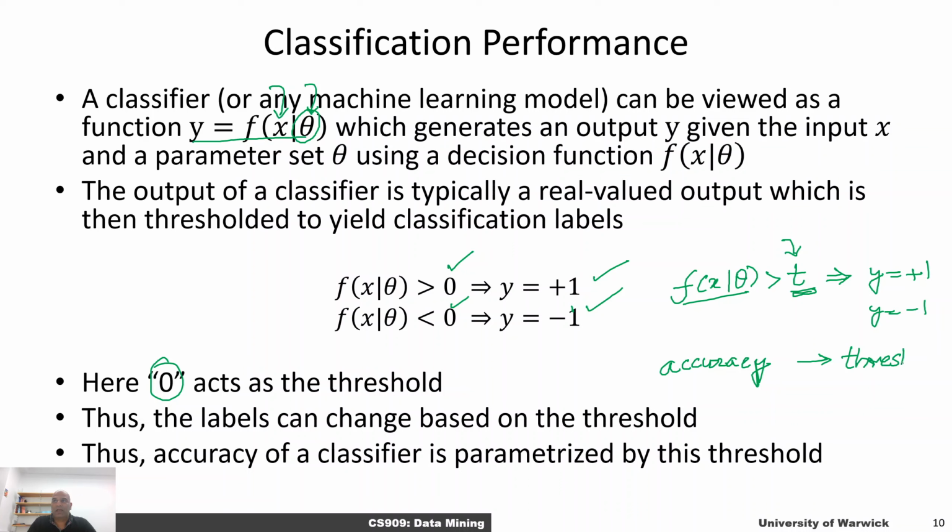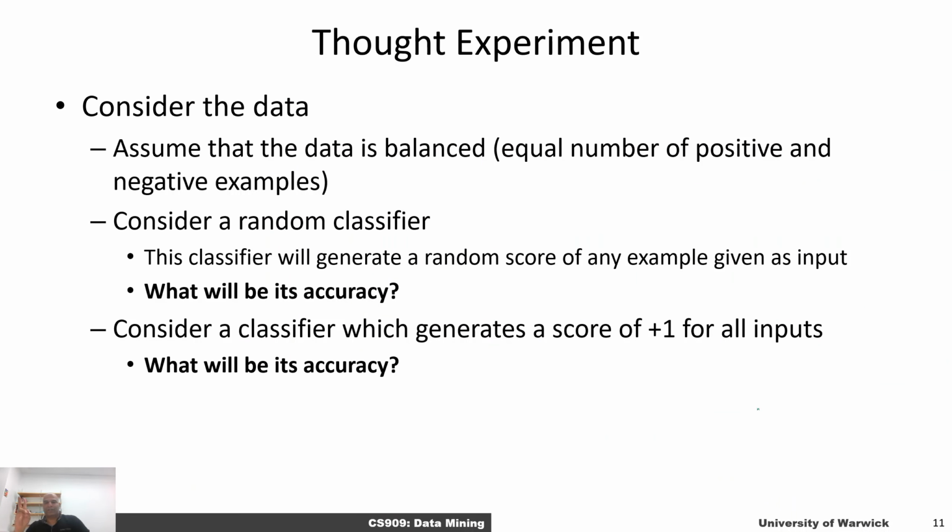Okay, so we have got a classifier, but when we are using accuracy, the implicit assumption is that the accuracy is being computed based on a certain threshold that is being used for binarization. If the threshold is set too high, the number of true positives, false positives, and false negatives is going to change, and that's going to change the accuracy. So we say in general that the accuracy of a classifier is parameterized by this threshold, or is dependent upon this threshold. Okay. And I want you to do two thought experiments.